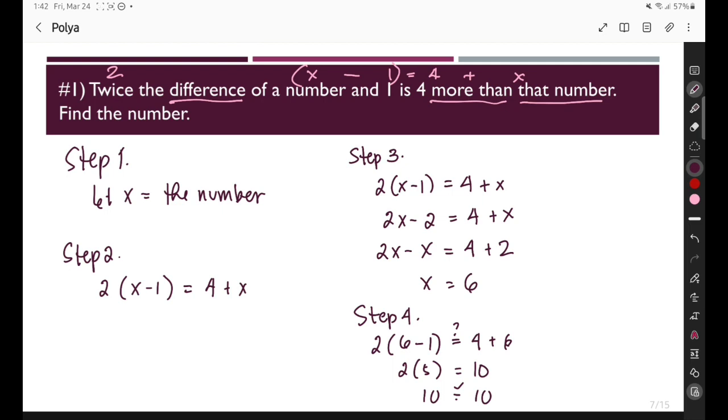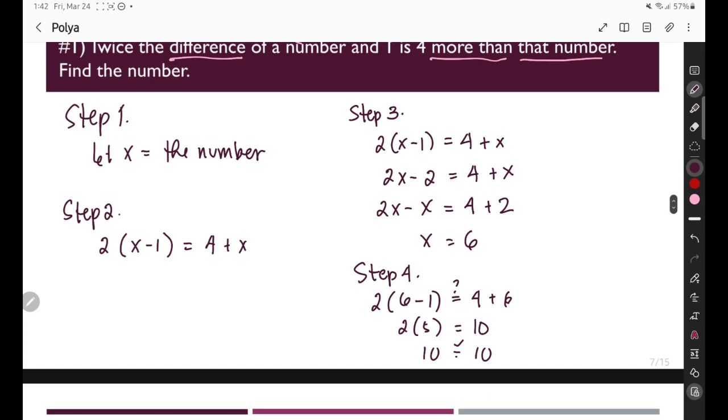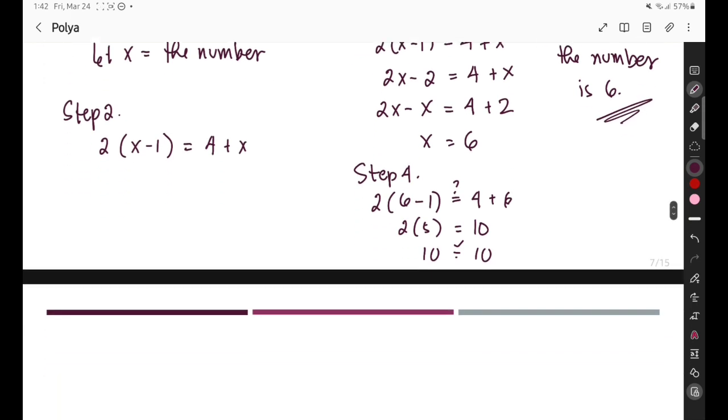So therefore, final answer nimo, it would be the number is 6. Ta-da! And that's the end of your solution.